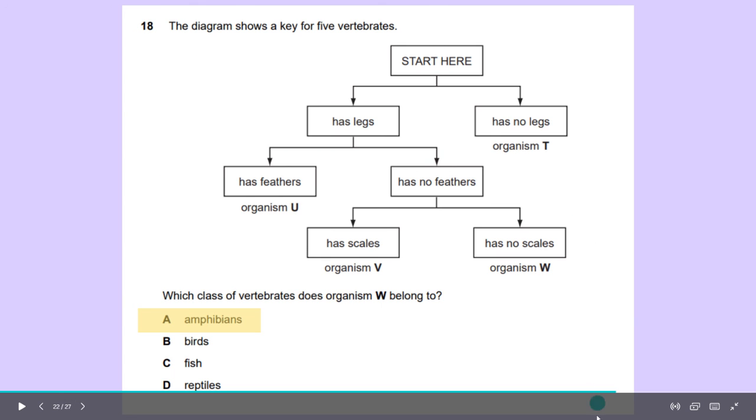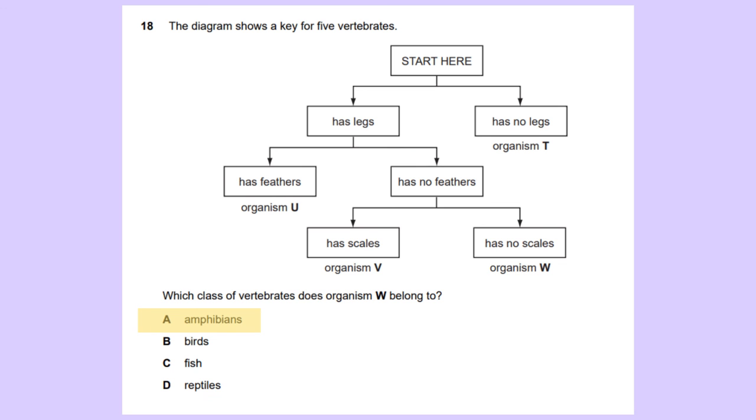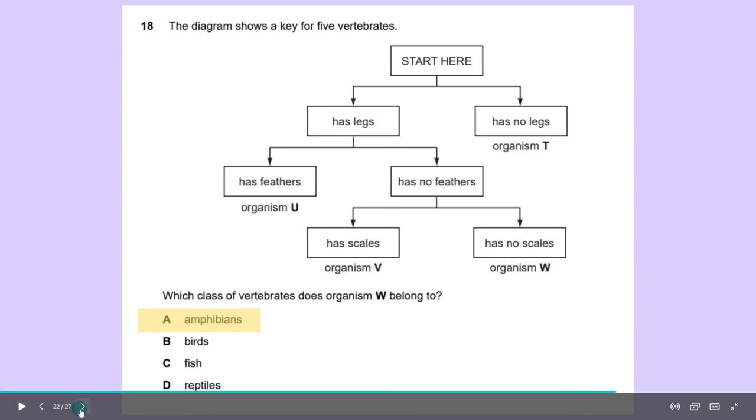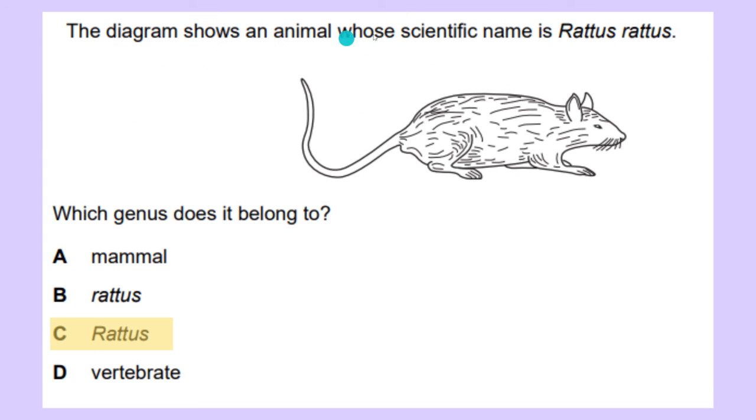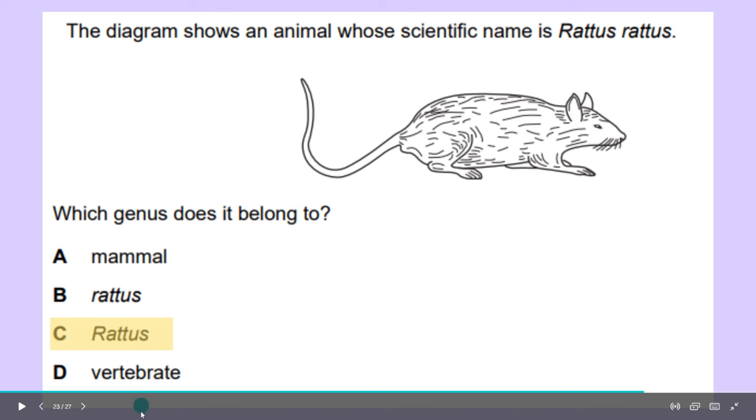Here is another dichotomous key, you can look at it. Then there's another question which says the diagram shows an animal whose scientific name is Rattus rattus. What genus does it belong to? As we know, a binomial name consists of two parts, genus and species. So this is genus and this is species. So surely this one is the genus, and the answer should be Rattus with a capital R.